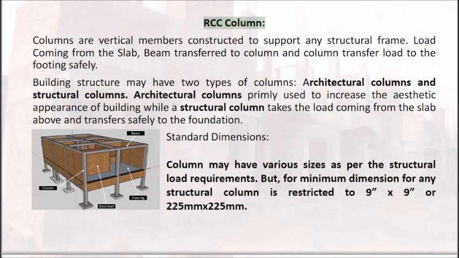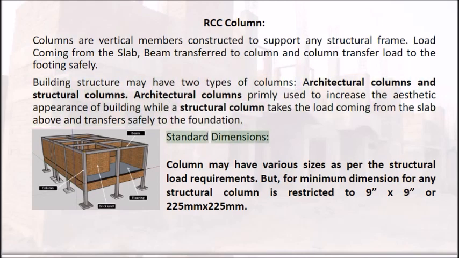RCC column. Columns are vertical members constructed to support any structural frame. Load coming from the slab and beam is transferred to the column, and the column transfers the load to the footing safely. A building structure may have two types of columns, architectural columns and structural columns. Architectural columns are primarily used to increase the aesthetic appearance of the building, while a structural column takes the load coming from the slab above and transfers it safely to the foundation.